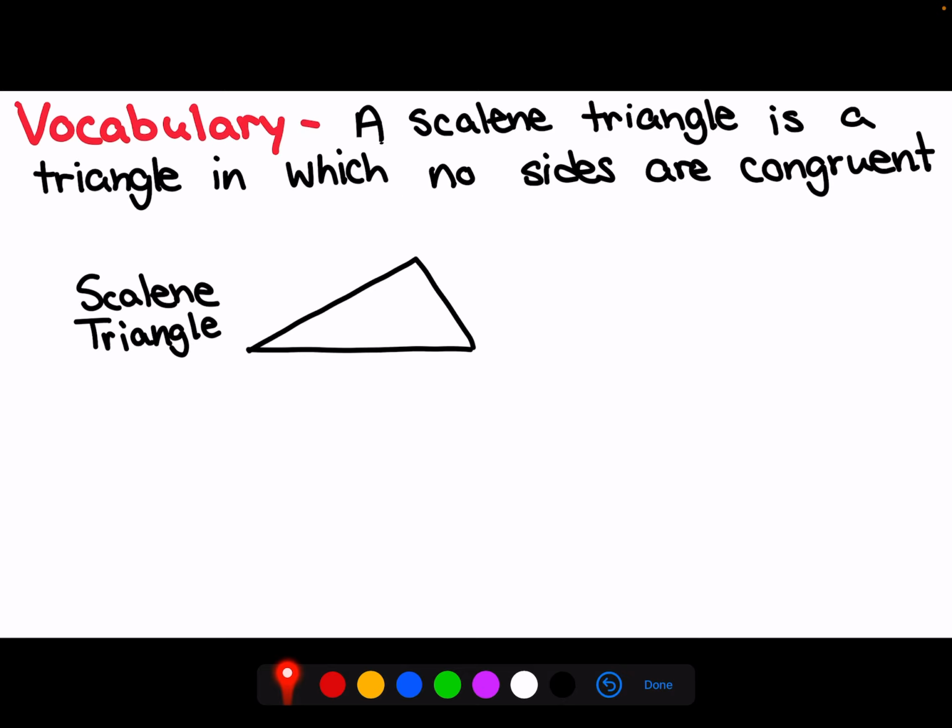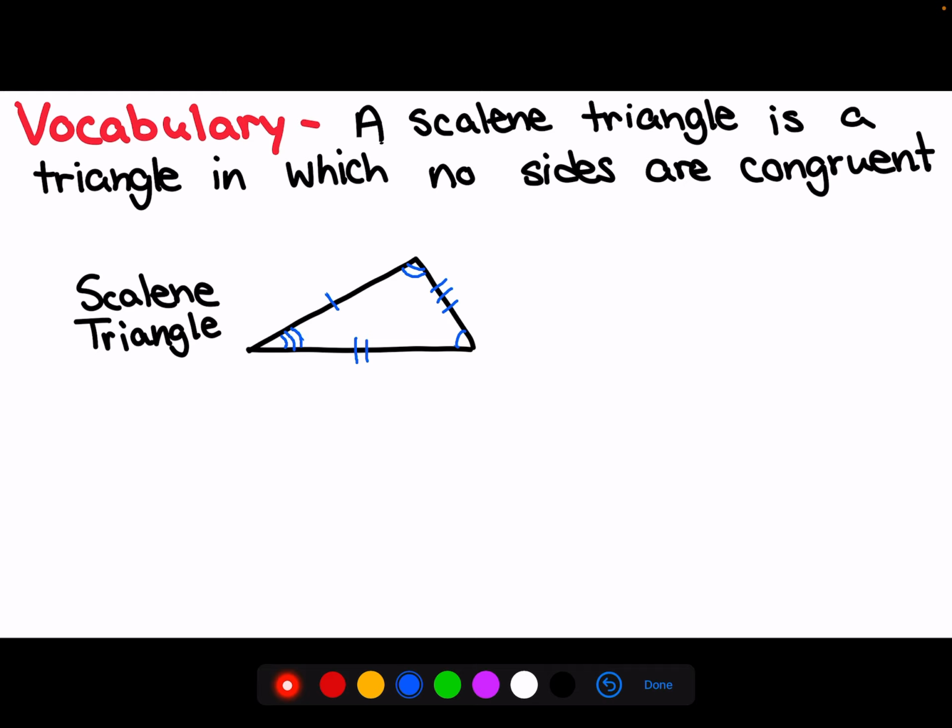To get started, we're going to start with scalene triangles. A scalene triangle is a triangle in which no sides are congruent. So in a scalene triangle, nothing is congruent. All three sides are different measurements, and all three angles are different measurements as well. So a scalene triangle will have no two sides congruent and no two angles congruent. Nothing will be congruent in a scalene triangle.